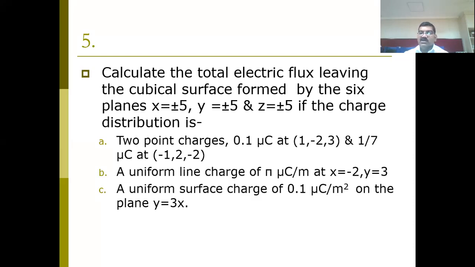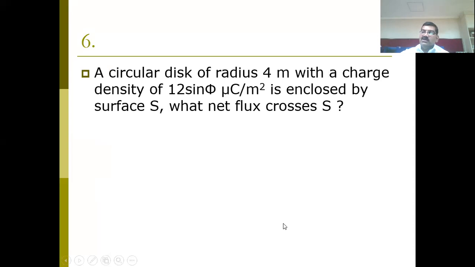Okay, so this is the fifth one. The next one is: a circular disk of radius 4 meter with a charge density of 12 sin theta microcoulomb per meter square is enclosed by a surface S. What is the net flux crossing S? To make the calculation simple, it is given in this manner.